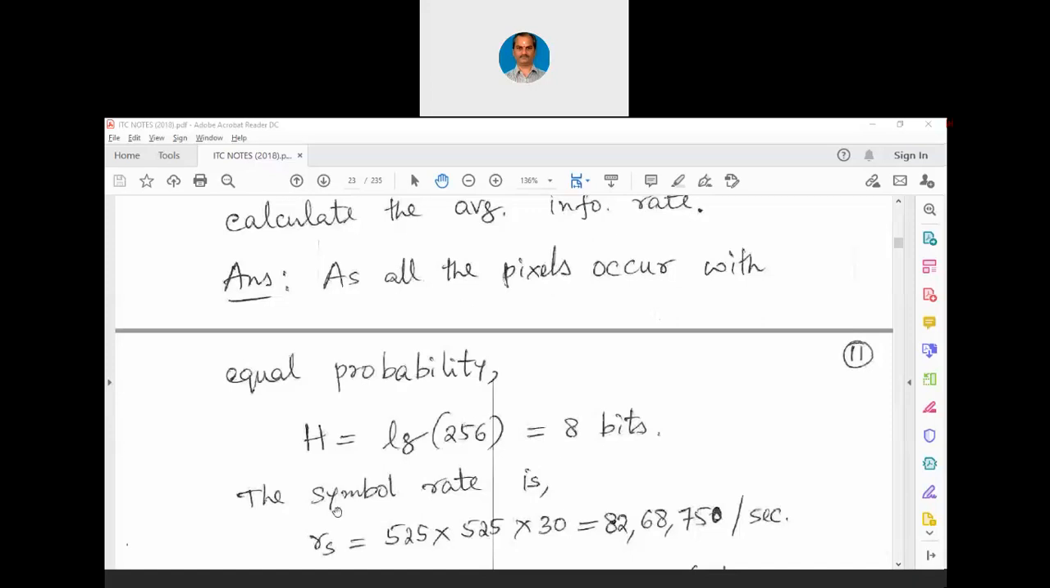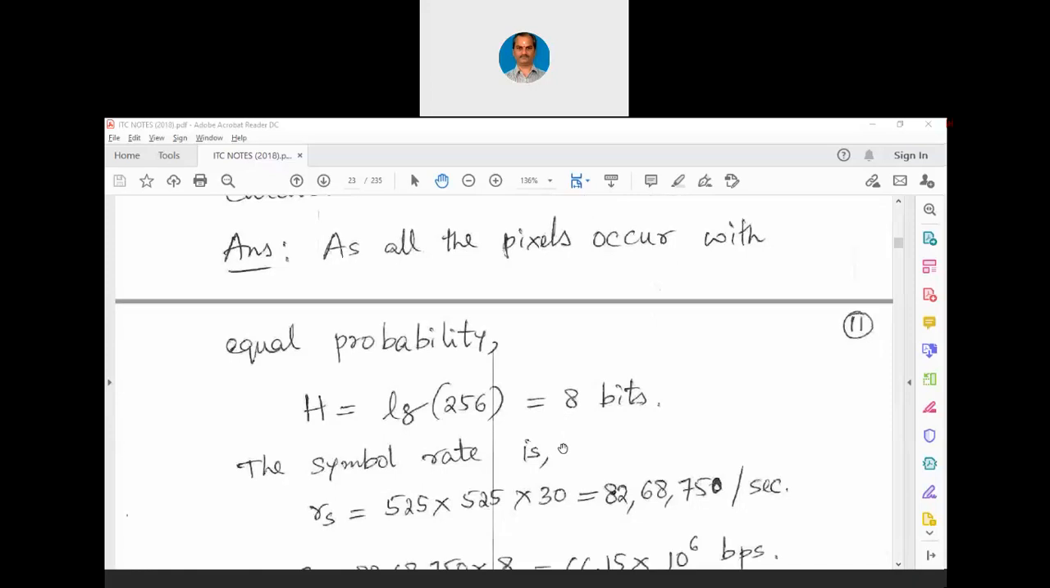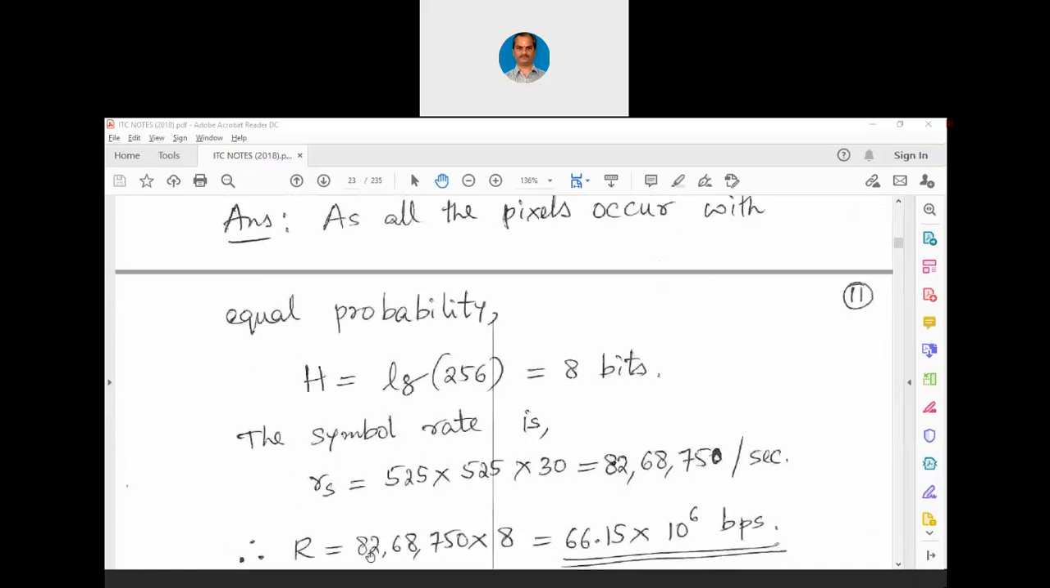Now the symbol rate is 525 pixels into 525 lines into 30. So that is 8,268,750 symbols per second. That means first pixel, then second pixel, then third pixel, like that it goes on. But each pixel can have 8 bits of information. Now multiply these. Capital R is 8,268,750 into 8, which is 66.15 into 10 to the power of 6 bits per second, or 66.15 megabits per second. That is the information rate from a television transmission.